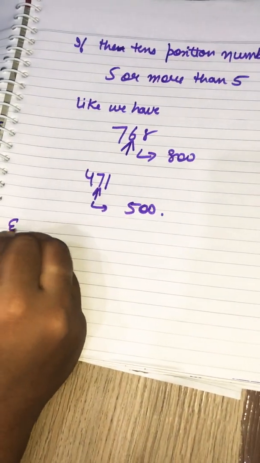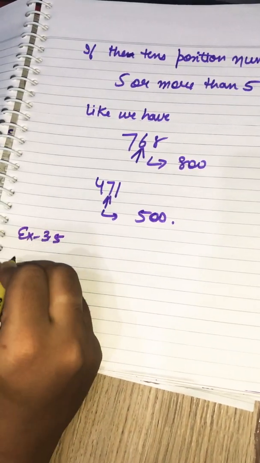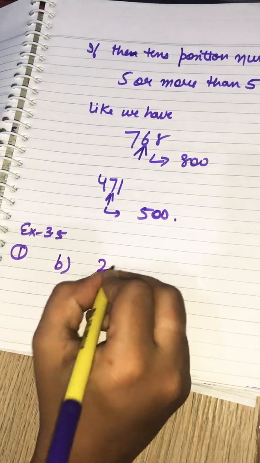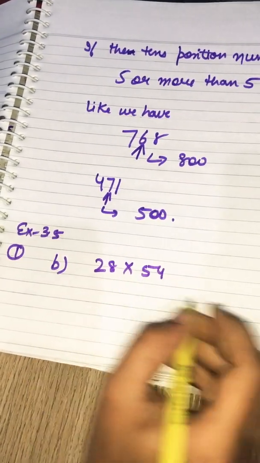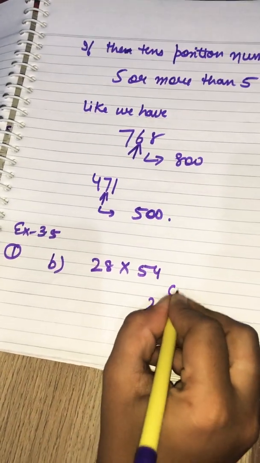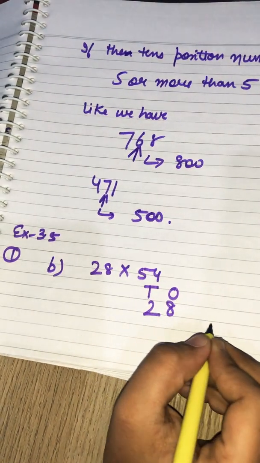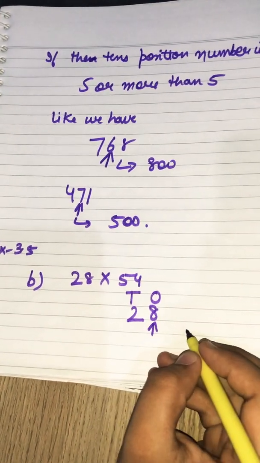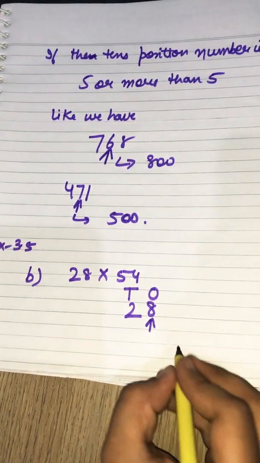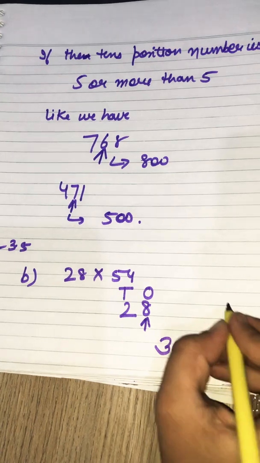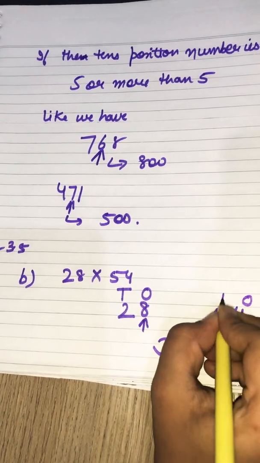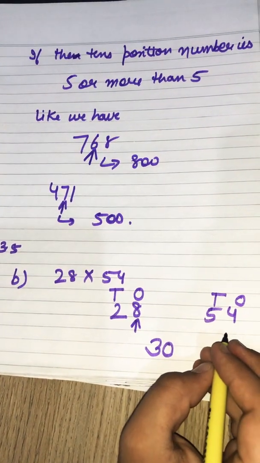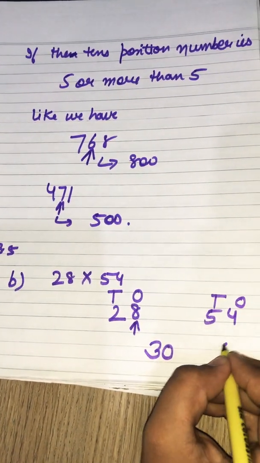In exercise 3.5, first B part of your first question, 28 into 54. Now 28 has ones, tens, a 2-digit number, so we will check the position of ones. This ones is more than 5, this is 8, so it will be 30. And 54, again we check the position of ones, this 4 is less than 5, so we will move it in the backward direction and it will be 40.